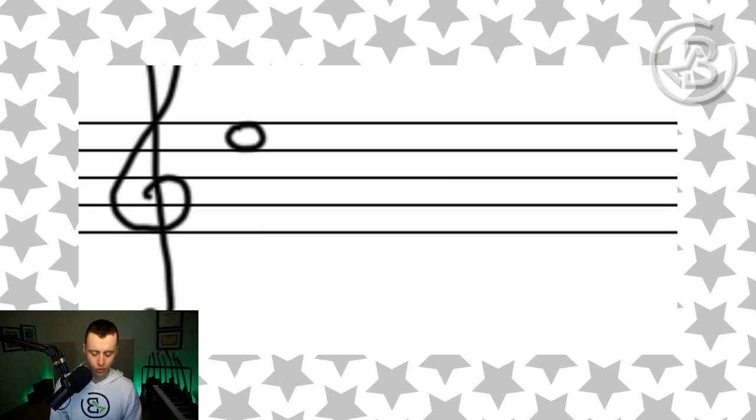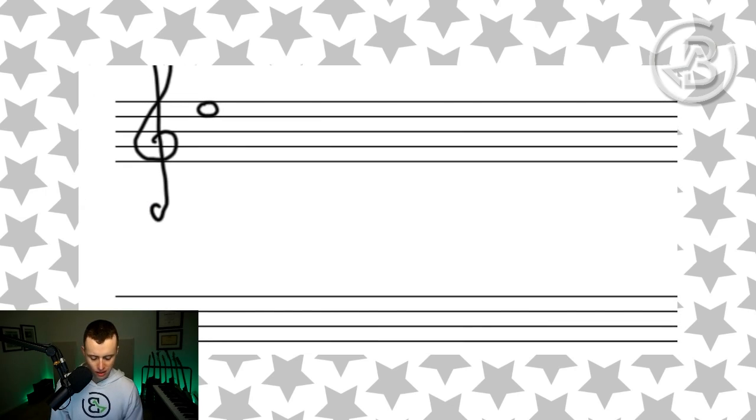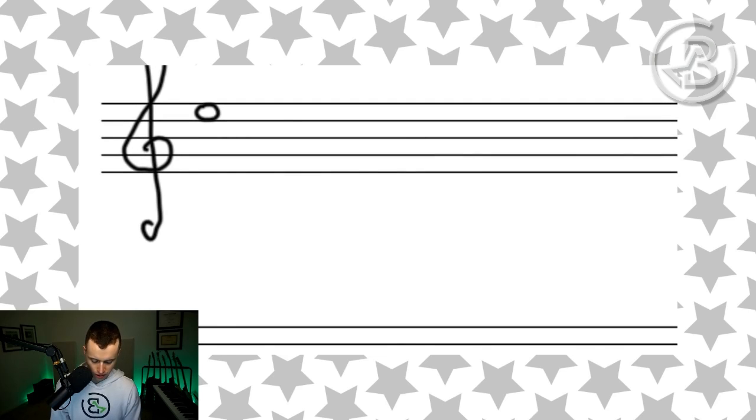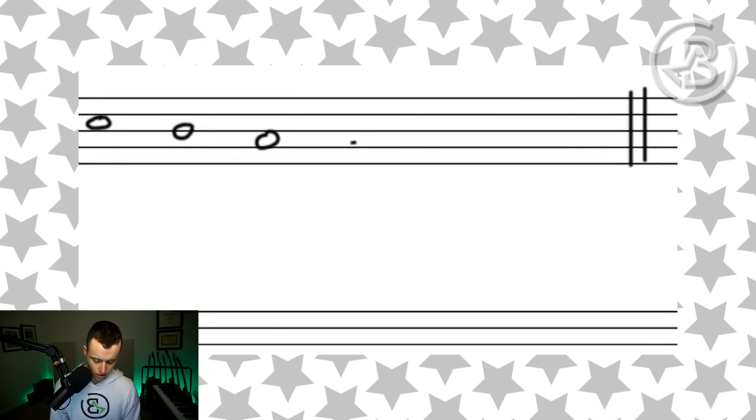Next step is to write one note on every line and space of the staff, or ledger lines, until we get to the same note that we started on one octave lower. So here we go. We started in a space, on a line, in a space, on a line, in a space, on a line, in a space, on a line.